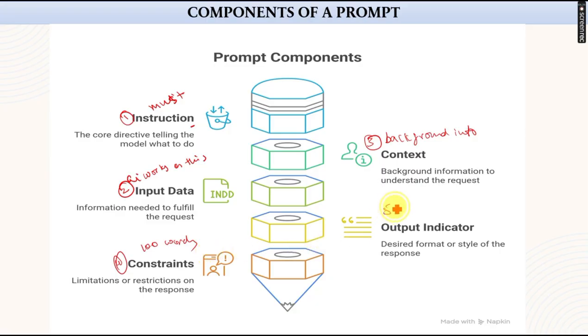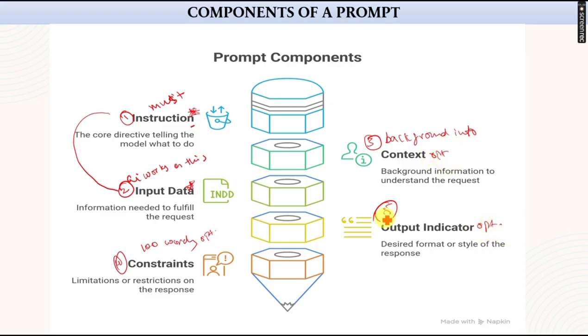Finally, there's the output indicator. This tells the AI the format or type of answer you expect, like answer in bullet points or just give the number. While not every prompt needs all 5 components, most effective prompts usually include at least the instruction and the input data. These two form the core of any functional prompt. The other components help improve precision, tone, and format, depending on the user's goal.